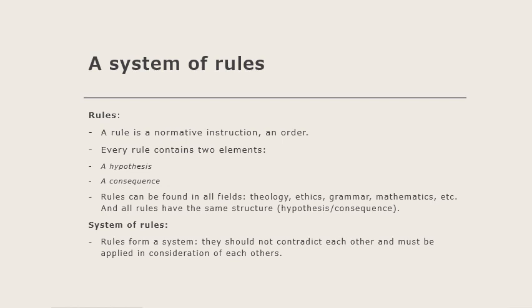Rules are not found only in law. In religion, in ethics, in grammar, in mathematics, in physics, rules are everywhere. And all rules, regardless of their field, are composed of two elements. A hypothesis, telling us the domain of application of the rule, or the conditions of application of the rule, and then we have the consequence. What will happen if the hypothesis is concretized?